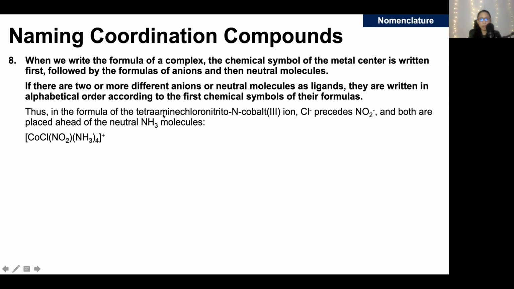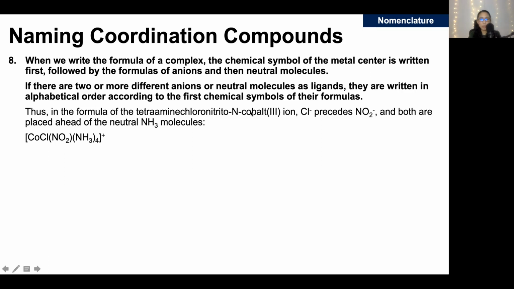Ammonia is neutral. So chloride and nitrite should come first. And of the two, it should be chloride because Cl, C, comes first alphabetically, before N. So you're right, Cl followed by NO2, again enclosed in parentheses because this is one ligand, followed by 4 ammonia molecules. And then you should be able to derive the charge of your complex. Okay, so I leave it to you why the charge of this complex is +1.